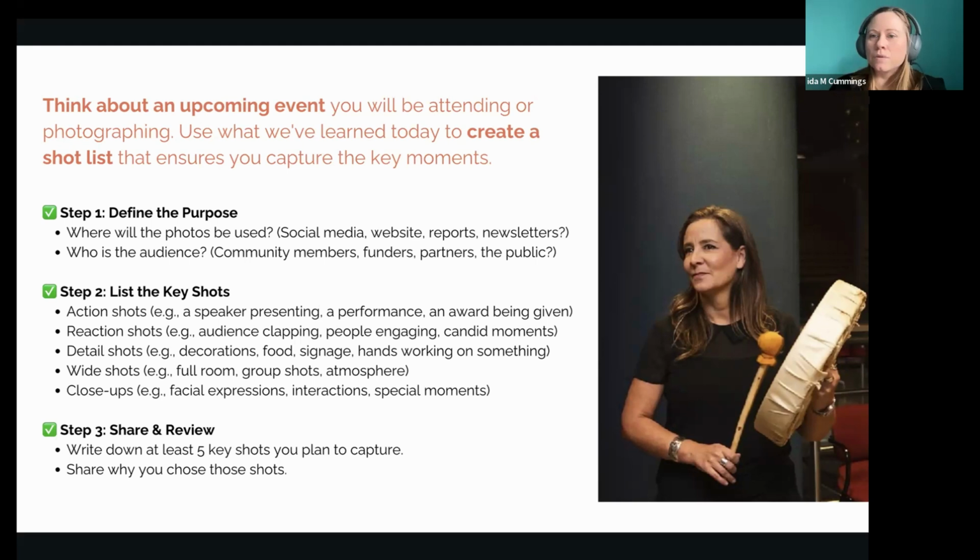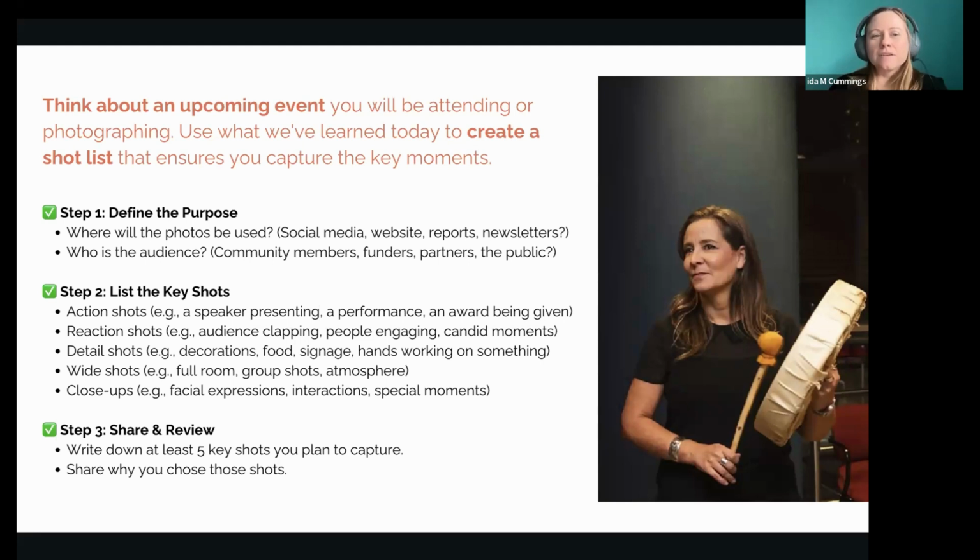Who is the audience, who do you want to take these photos for, and then come up with a couple shots that you want. So action shots, speakers, presentations, awards being given. Is there a key thing for the event that you want captured? Reaction shots. Do you want people hugging, engaging, clapping? How do you want them to respond to it?